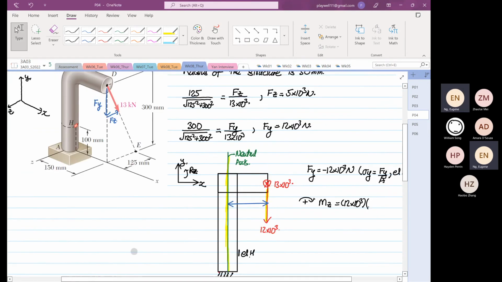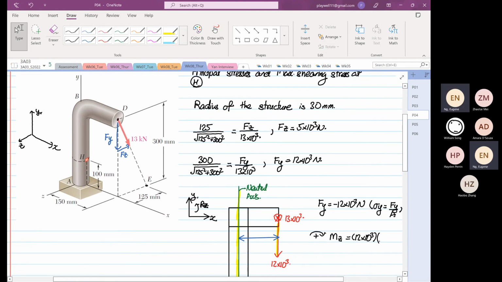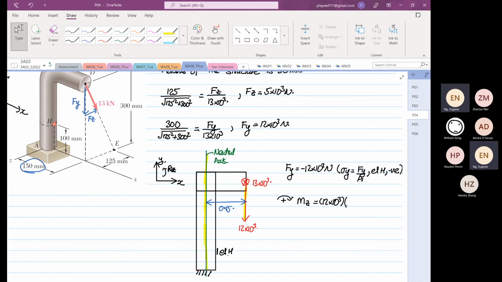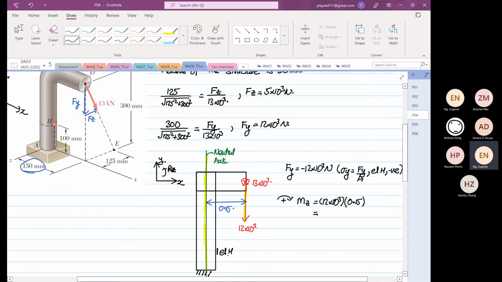Okay, so that's the distance. If you look at that, distance is equal to 0.15. So the moment is equal to 12 times 10 to the power of 3 multiplied by 0.15, which is equal to 1,800 Newton meter. And the direction will be in this way.